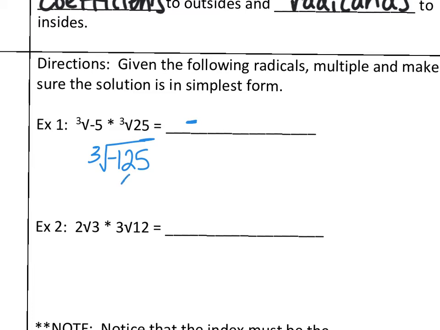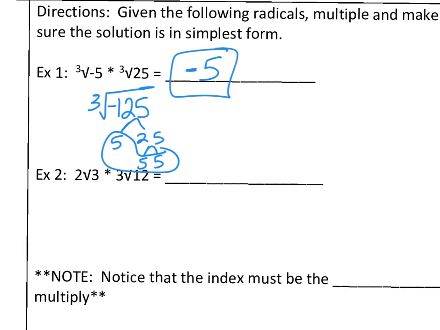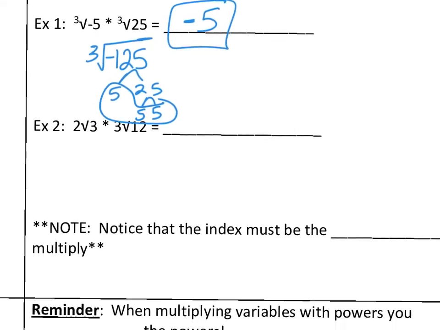Now I'm just going to break down the 125. What are two numbers that multiply to 125? Yeah, 5 and 25. 25 breaks down to 5 and 5. Looking for groups of 3, do I have any? Yeah, just 5. I don't have anything left over. So my answer is just negative 5. Okay, questions on that?